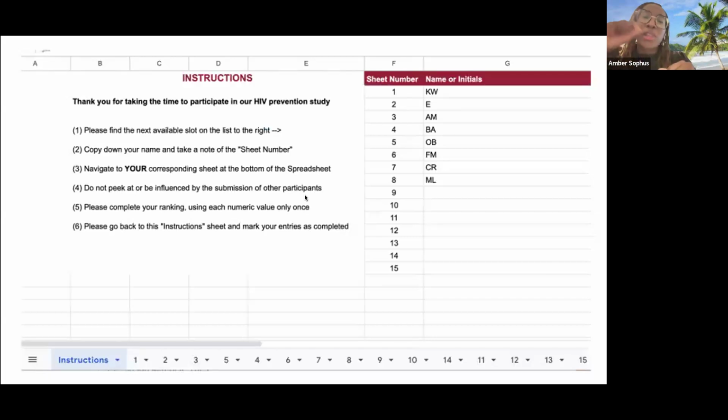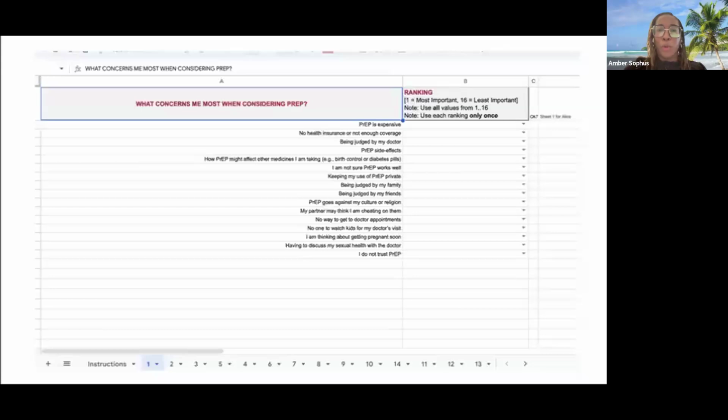So I will send you a link through the Zoom chat. You click on it and you get taken to a Google Sheet. The Google Sheet would have your initials next to a sheet number. That sheet number corresponds to the number that I wanted the participant to use at the bottom. So they clicked on the number. Let's say my initials are KW and I click on number 1. So now I'm going to see that first question.